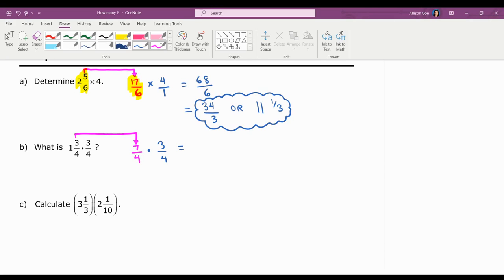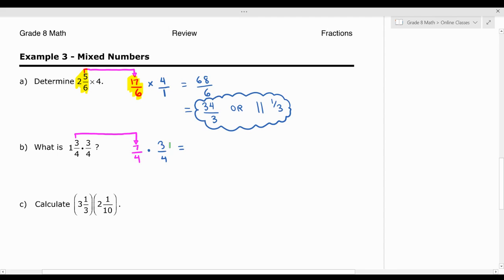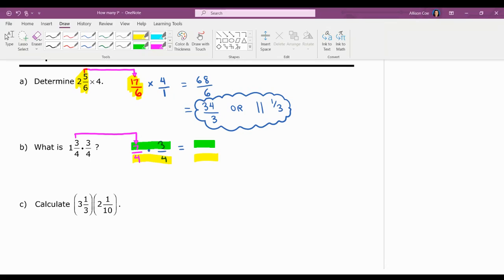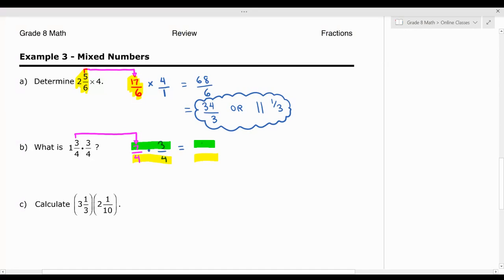And then follow the usual. So we're going to go top times top, bottom times bottom. So I will get 21/16. I'm going to check if I could reduce that down, simplify it. The answer is no, but I could rewrite this as a mixed number, and I would say that's the same thing as 1 and 5/16.